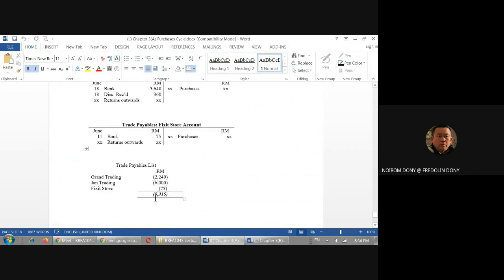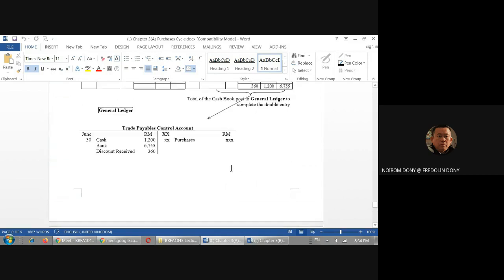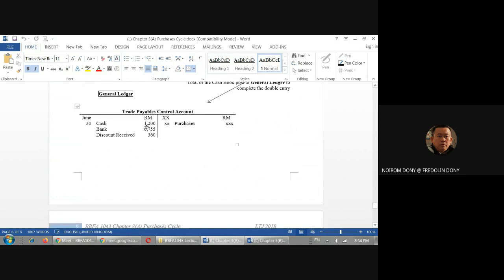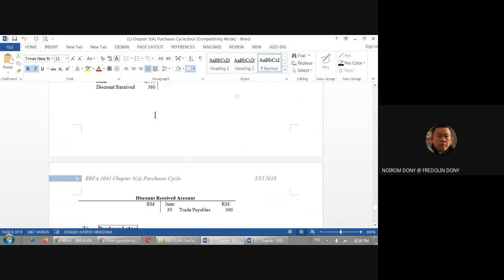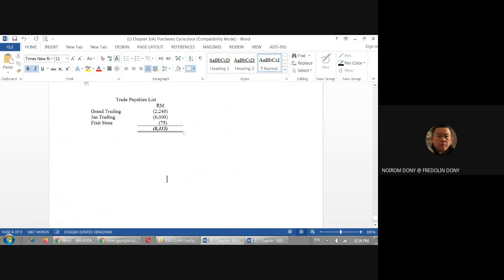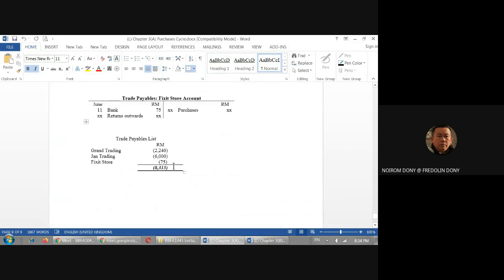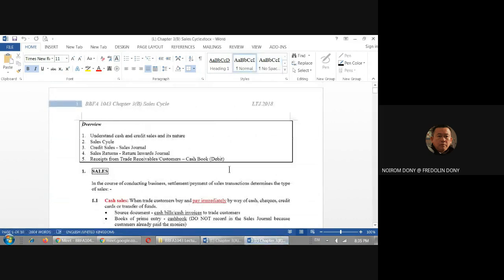So we have negative 8,315. It should be the same as in the general ledger. When we do the balancing here, this one is also debit. When we total, we get the same amount, negative 8,315. So, done with the purchases cycle. Any question? No.